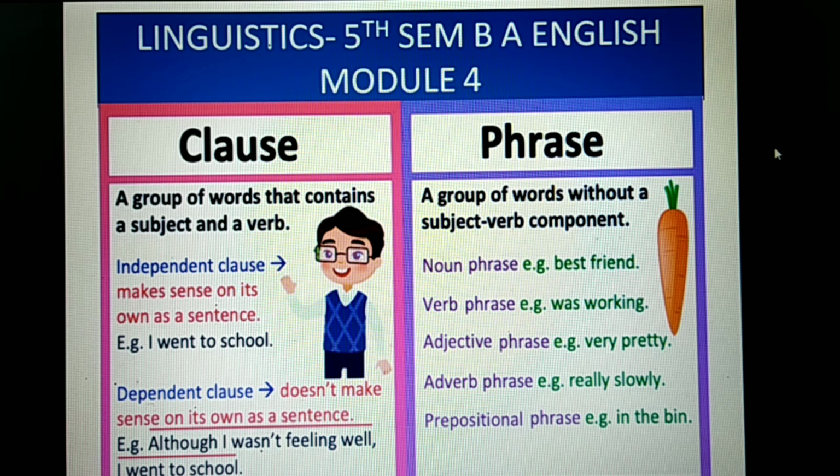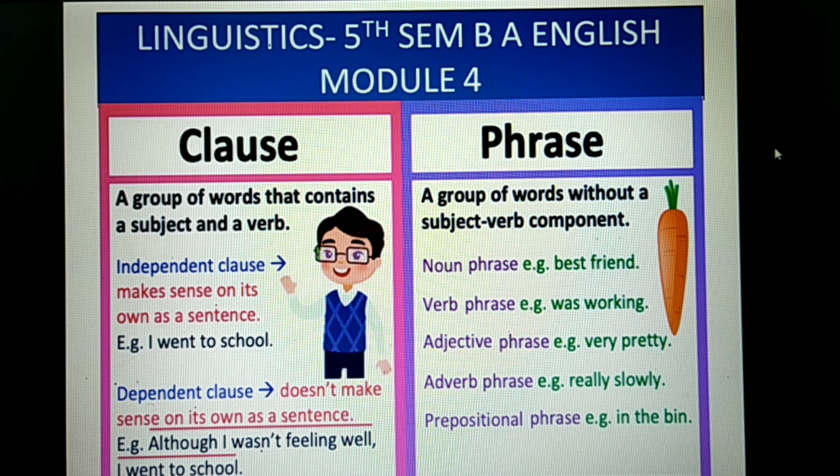And now, what is a phrase? A group of words without a subject, verb, a component. Noun phrase, best friend; verb phrase, was working; adjective phrase, very pretty; adverb phrase, really slowly; prepositional phrase, in the bin, etc. Now we continue our discussion and we have to come to discuss what is a sentence.